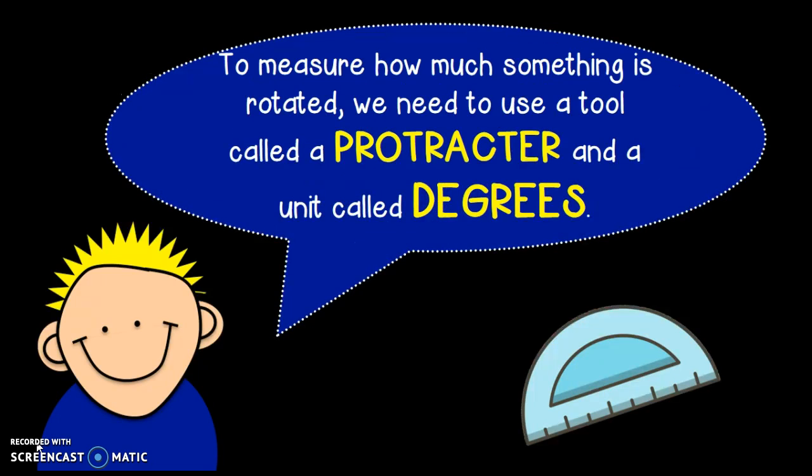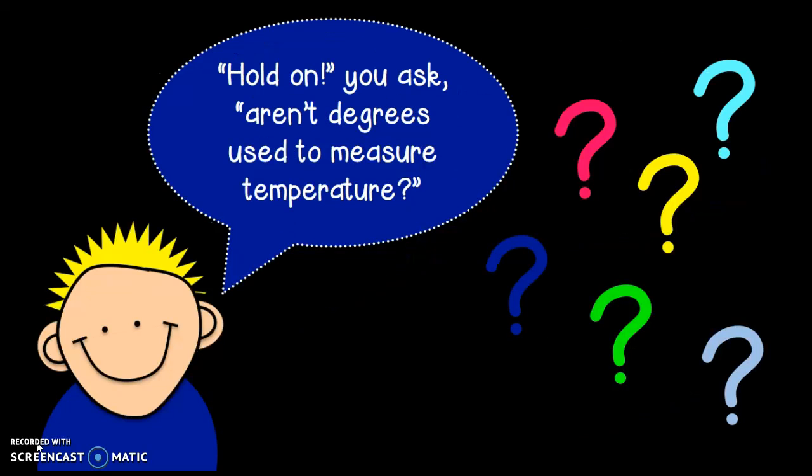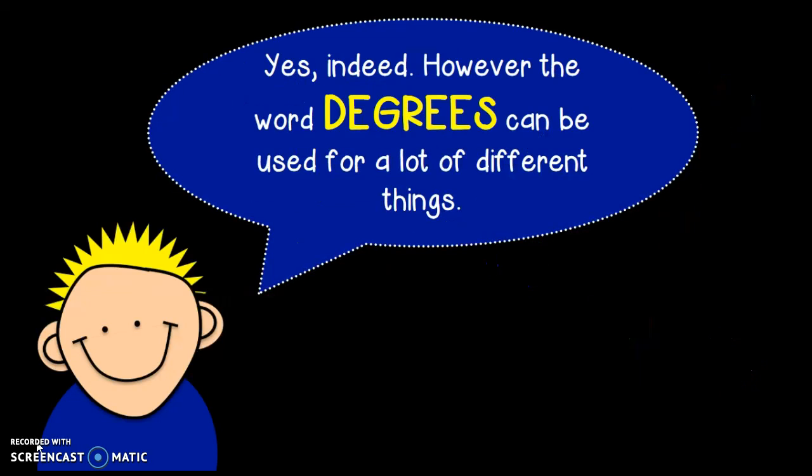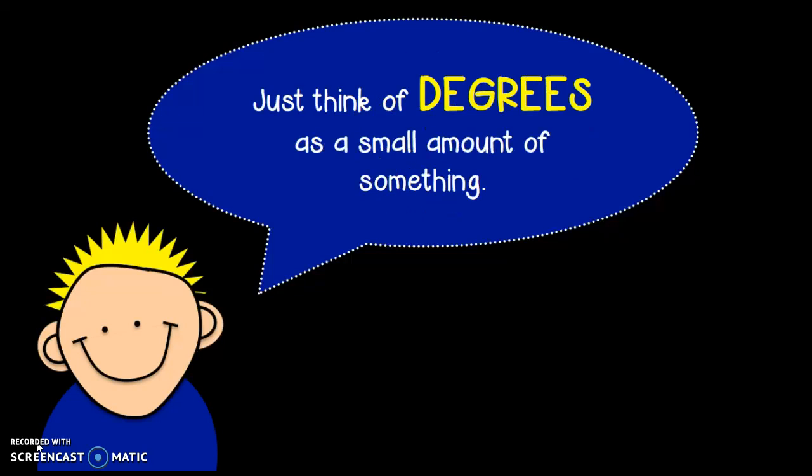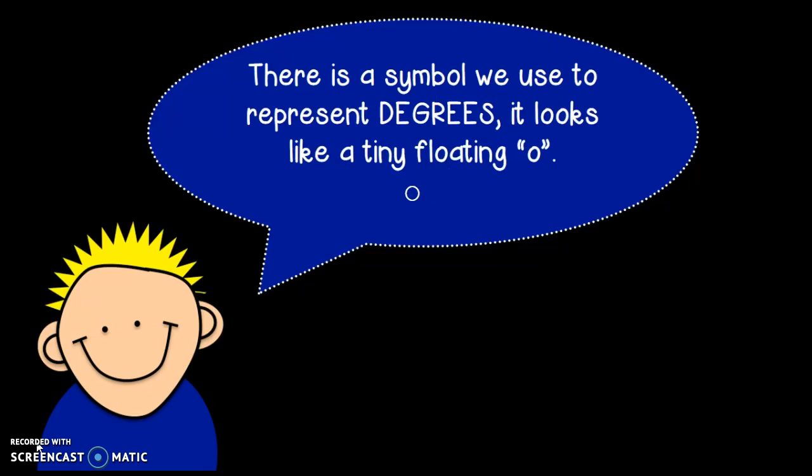To measure how much something is rotated, we need to use a tool called a protractor and a unit called degrees. Hold on, you ask. Aren't degrees used to measure temperature? Yes, indeed. However, the word degrees can be used for a lot of different things. Just think of degrees as a small amount of something. There is a symbol we use to represent degrees. It looks like a tiny floating O.